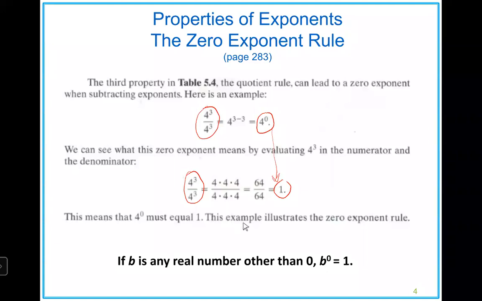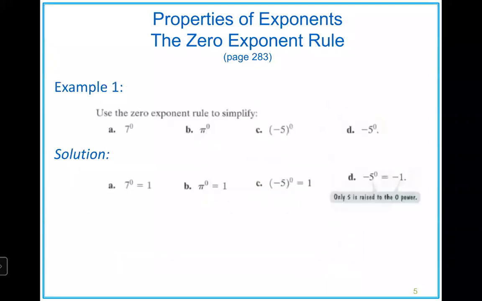And this is an example of what is referred to as the zero exponent rule. The zero exponent rule basically says that for any real number other than 0, a real number to the power of 0 is equal to 1. So it doesn't matter what the number is. Any number raised to the power of 0 is equal to 1. This is just one example, but any number raised to the power of 0 is equal to 1. All right, so we have some examples here.